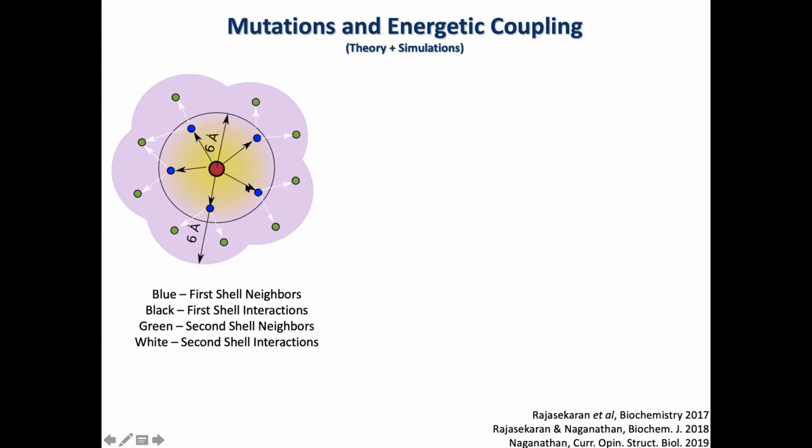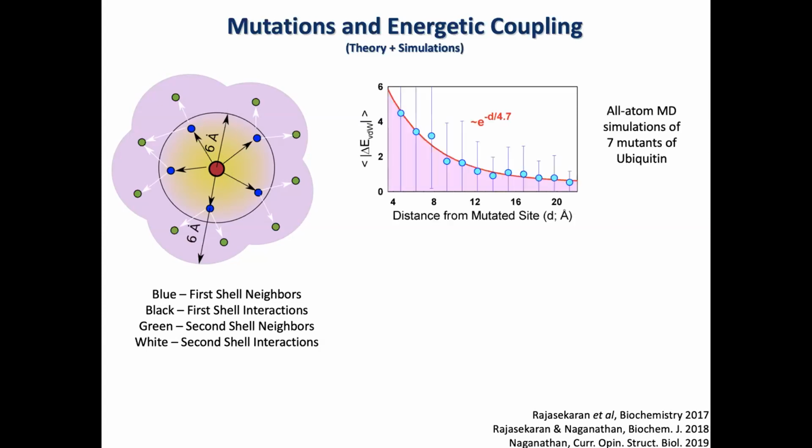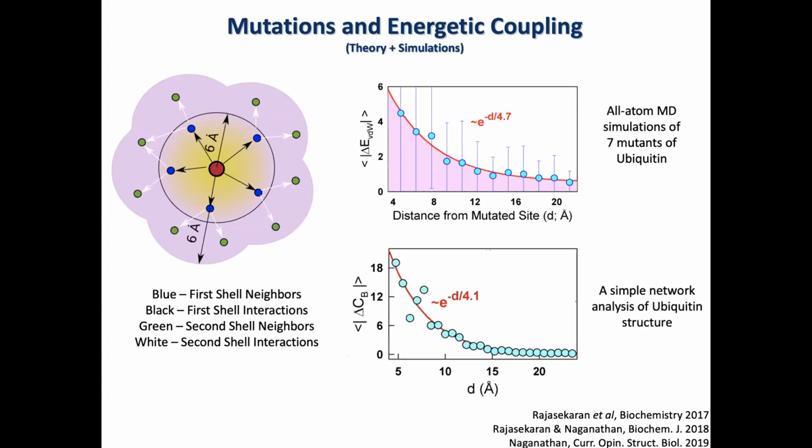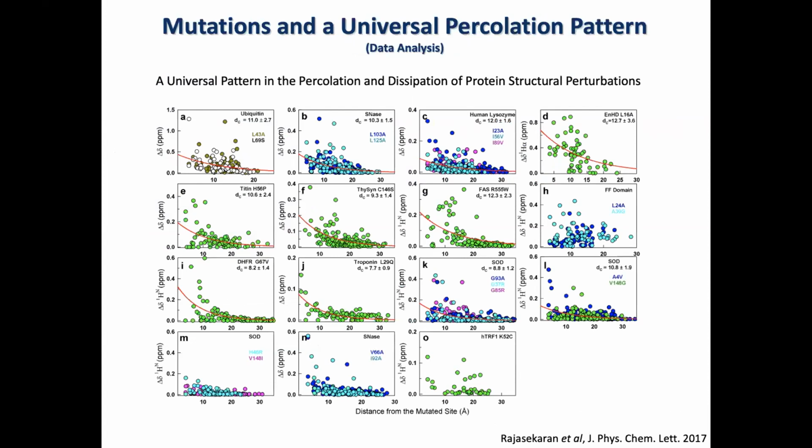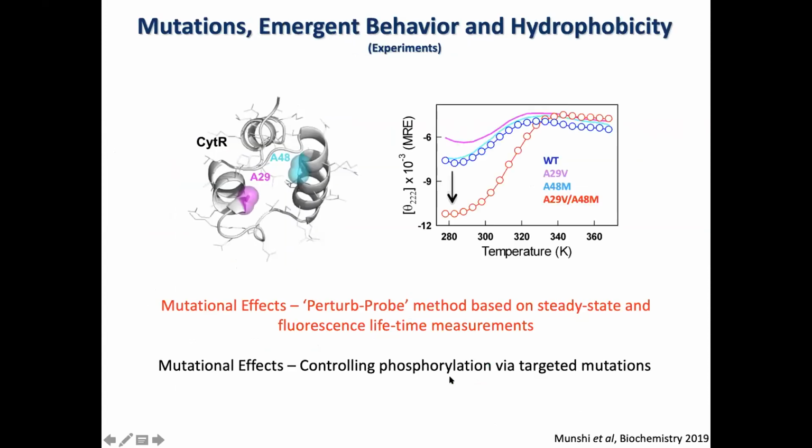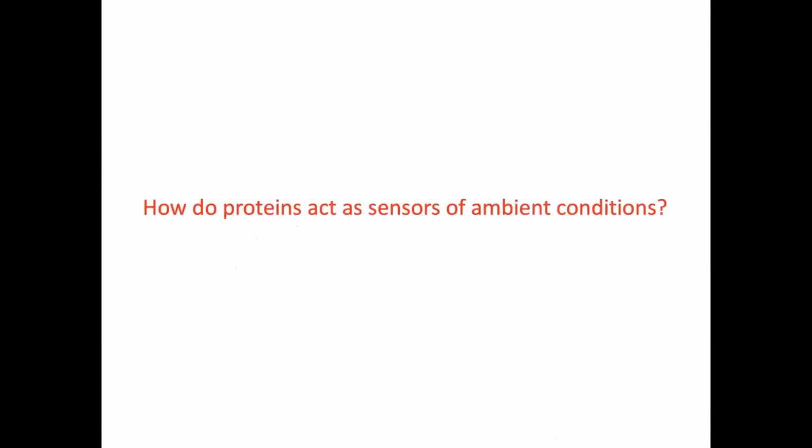Similarly, what we think is happening when you make mutations in proteins is that the effect is not just localized, but kind of spreads out and into the structure. And we validated this again via molecular dynamic simulations and network analysis of protein structure and reanalysis of experimental data coming from NMR chemical shift perturbations. And I skip this in the interest of time.